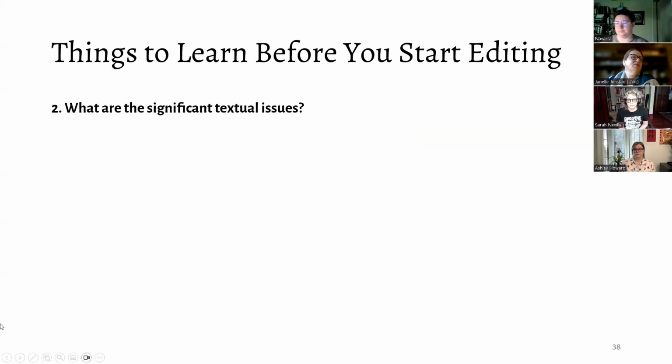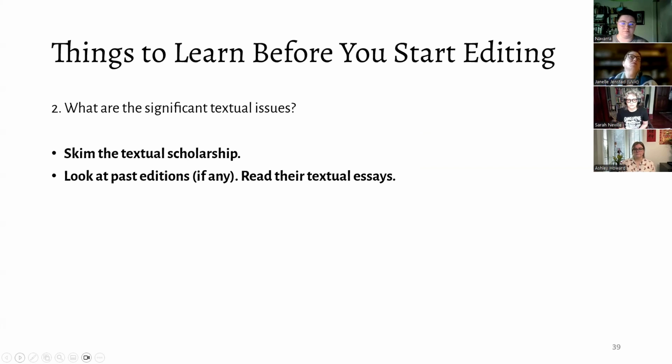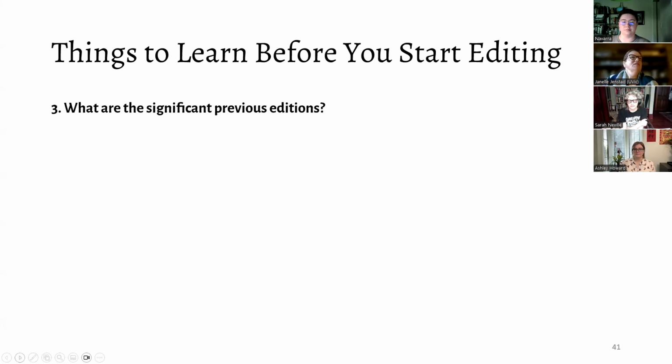Also, what are the significant textual issues? You can start reading up on that right away. Skim the textual scholarship, look at past editions, if any, read their textual essays. If you're working on a Shakespeare play, that's going to be a formidable task. If you're working on Civitatis Amor, that is not going to be a formidable task. Mahila actually read everything there is to read in a year. I'll skip over the why to save time, but you'll have that later.